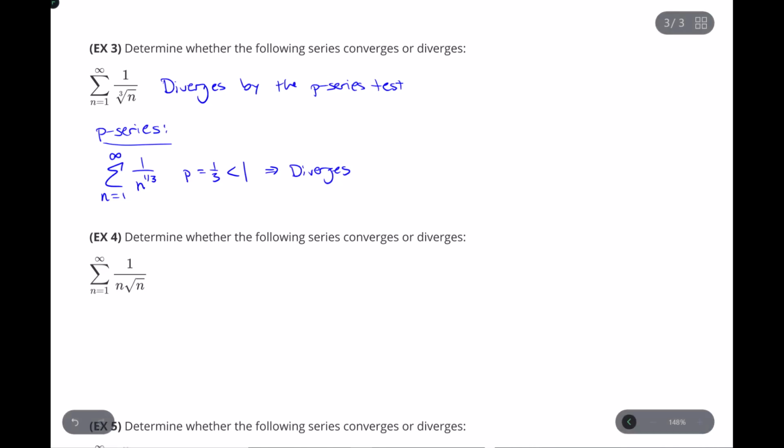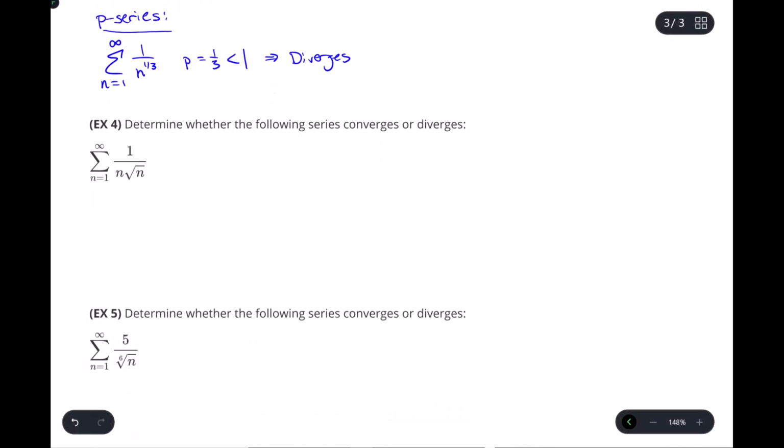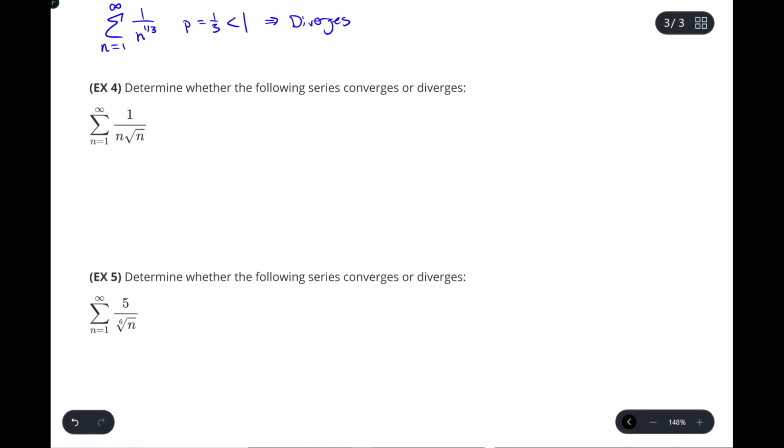Do be careful, because even if this was slightly different, like if this was 1 over the cube root of n plus 1, it's no longer a p-series because of that plus 1. So it's only very specific situations where this applies. What's nice about the p-series test is it's easy to make a series that you know converges or diverges, and you can generally use that and compare that to some other similar series, and that's kind of what we'll look at later on in the chapter.